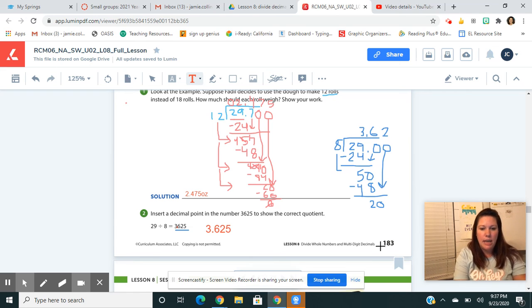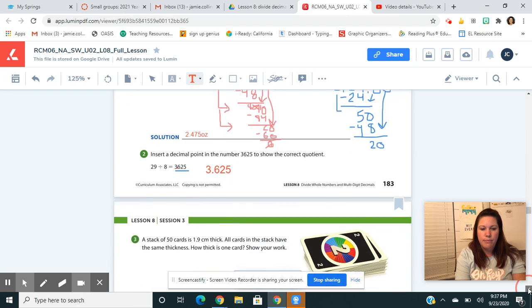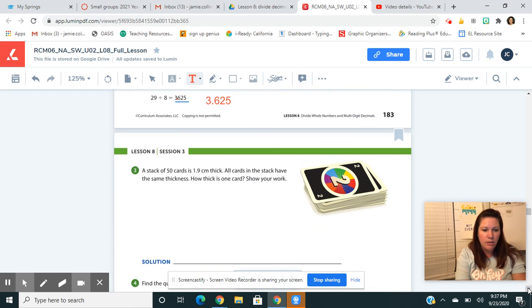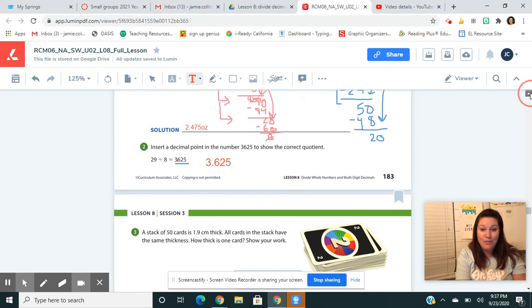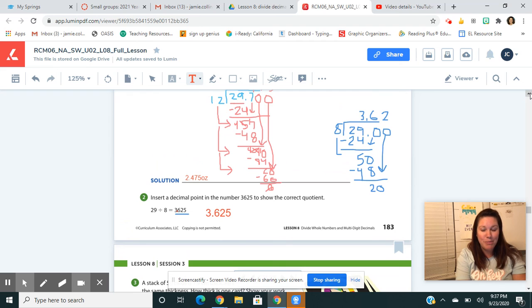So let's see. If we look at number 3, it doesn't write it in a number sentence. But here we go. Find the quotient of 9.43 divided by 82. 9.43 is your dividend, so that would go inside the box, okay? I hope that clarifies because I may have confused you when I first started this problem.